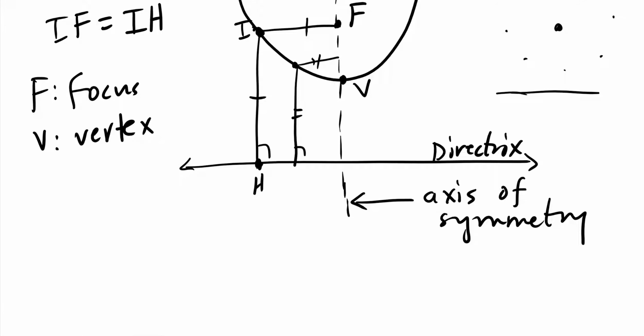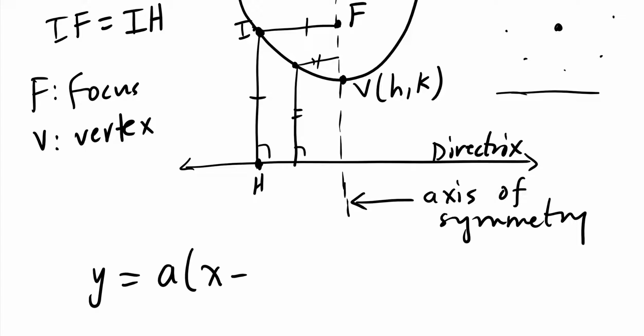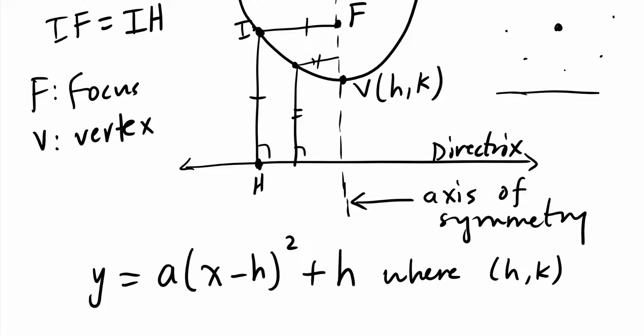So the equation of the conic using IF equals IH has this form. The vertex has coordinates always h comma k. So it would be y equals a times x minus h squared plus k, where h comma k is the vertex again.